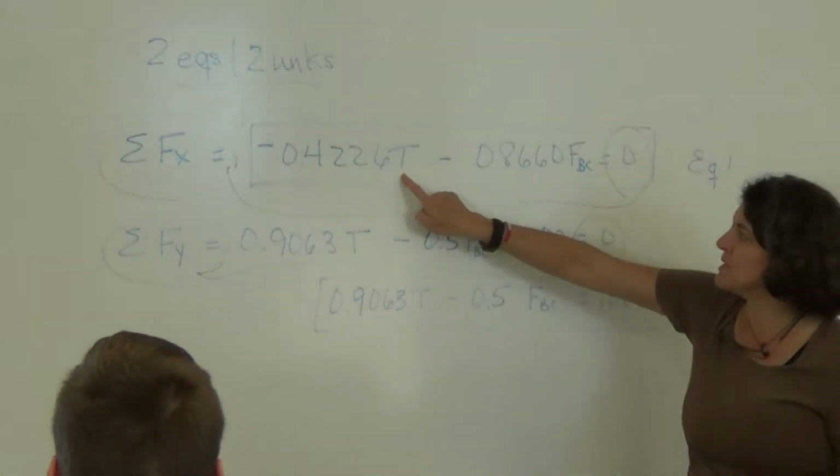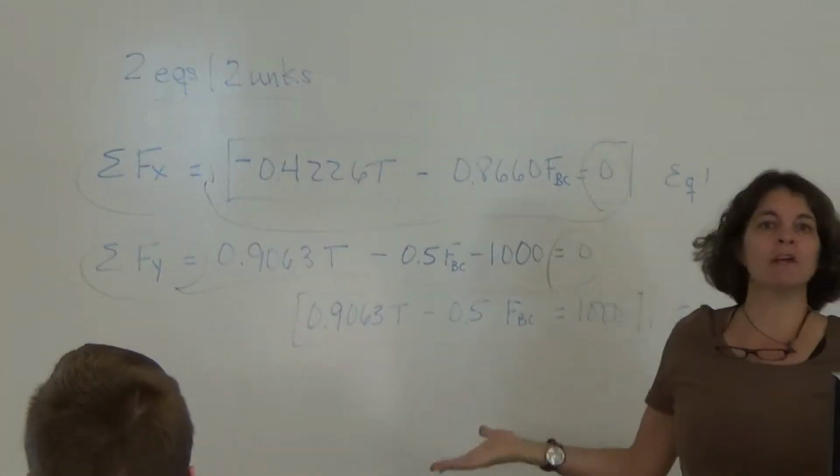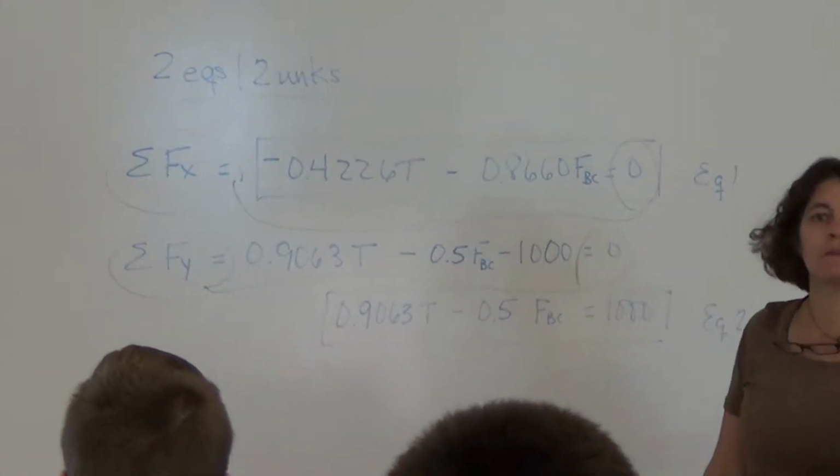And what are my unknowns? I have tension as an unknown and that force FBC, that's an unknown. So what could you do mathematically? Eric, what would you do to solve this?